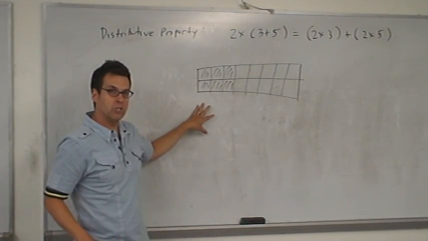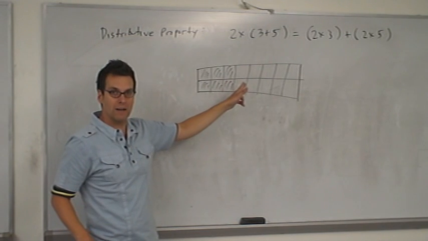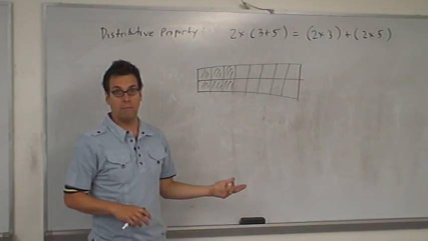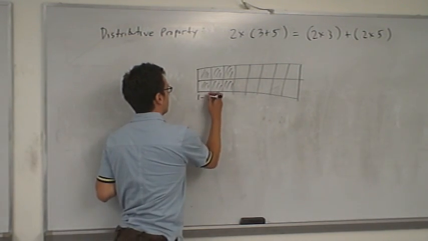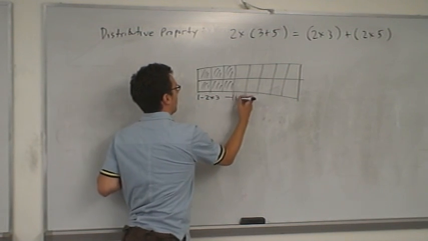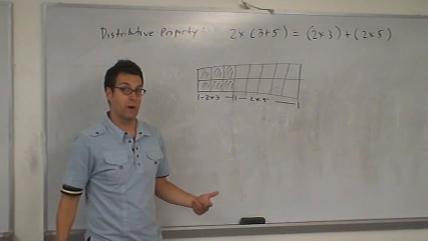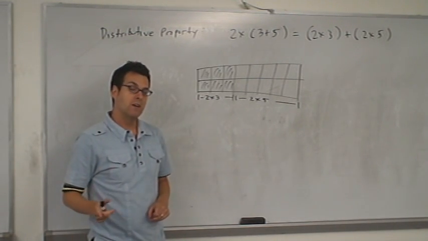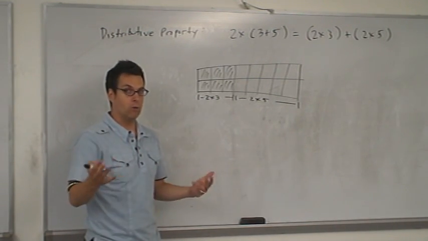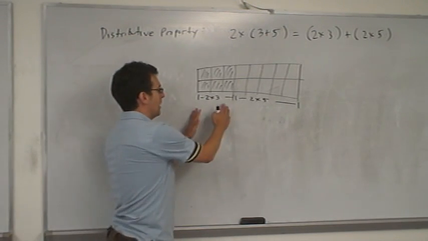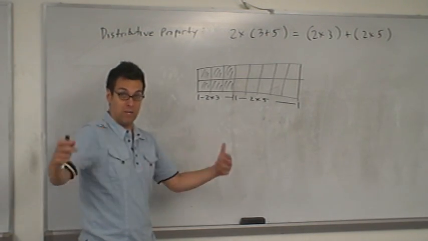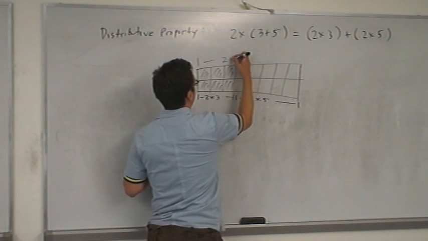The shaded portion is 2 rows of 3 boxes, which under the rectangular array model is 2 times 3. The unshaded part, however, is 2 rows of 5 boxes, which again, according to the rectangular array model, is 2 times 5. So if we use the idea that a whole is equal to the sum of its parts, the shaded parts plus the unshaded parts are equal to the entire diagram.